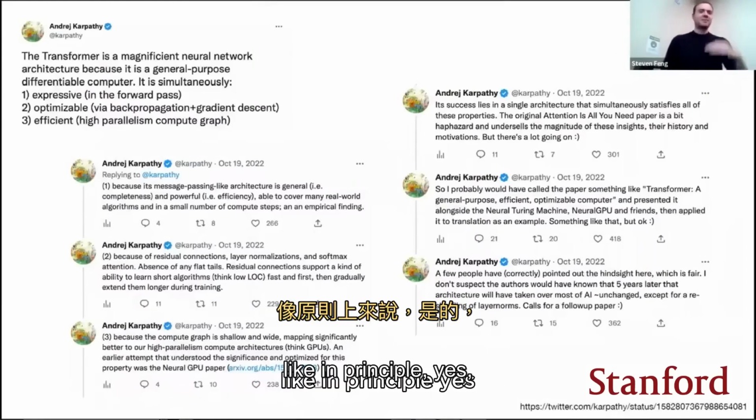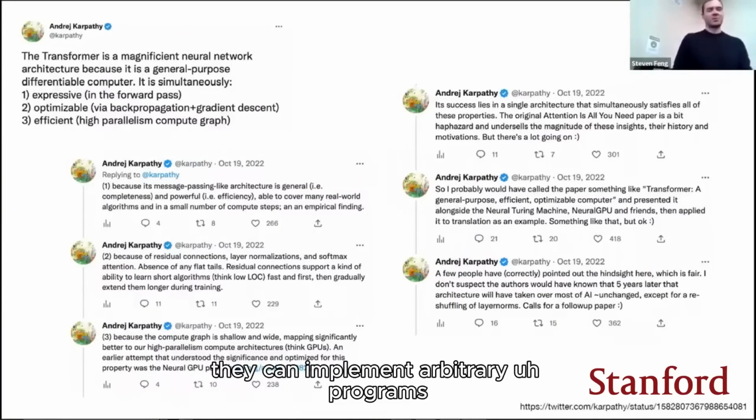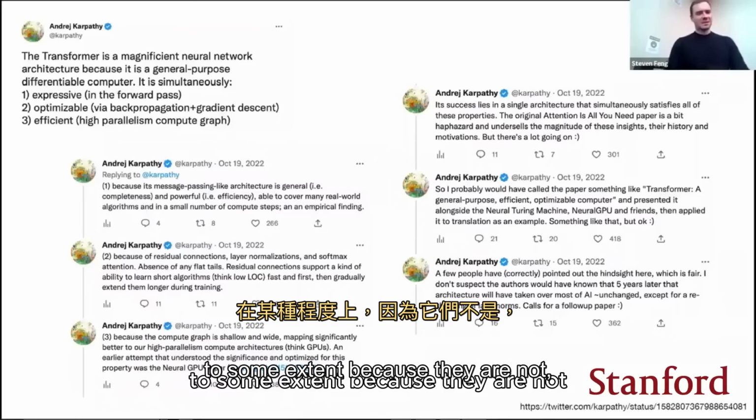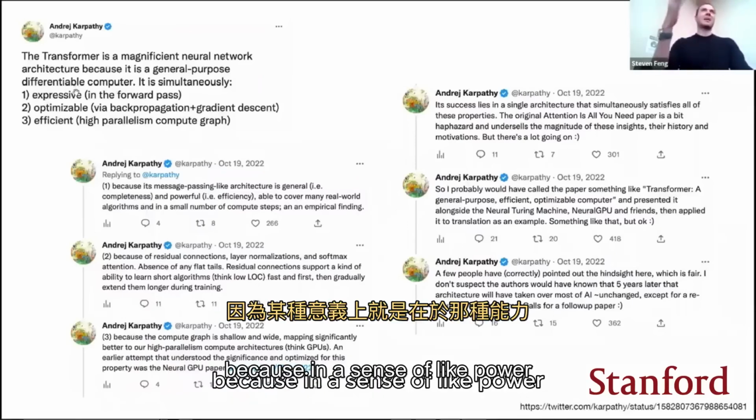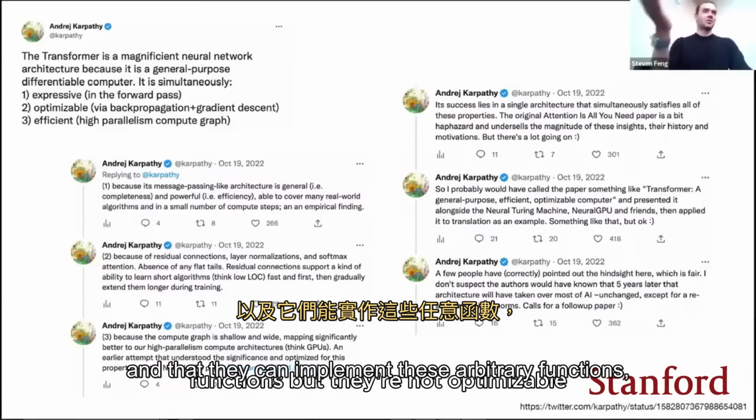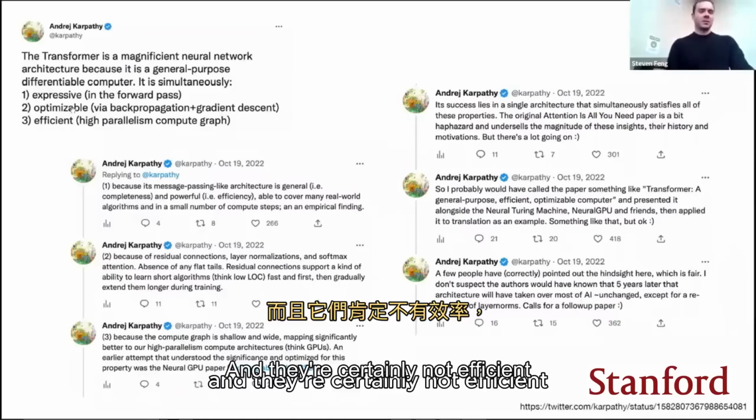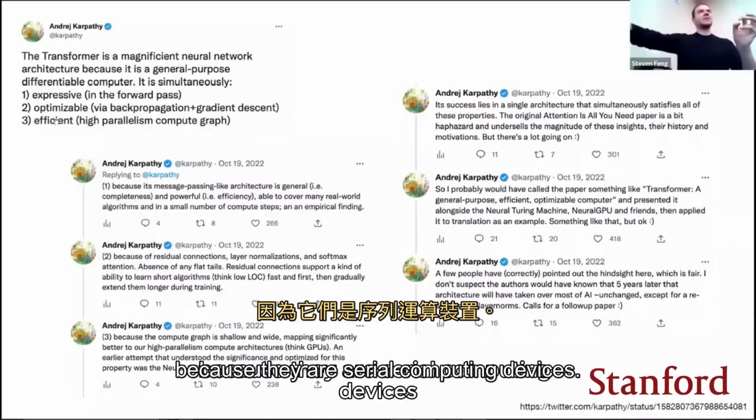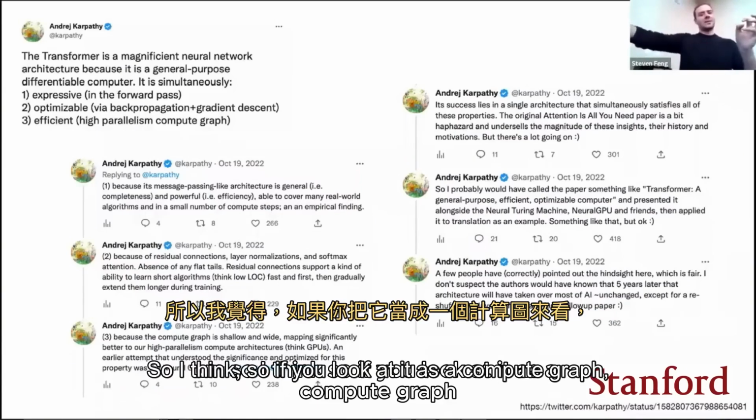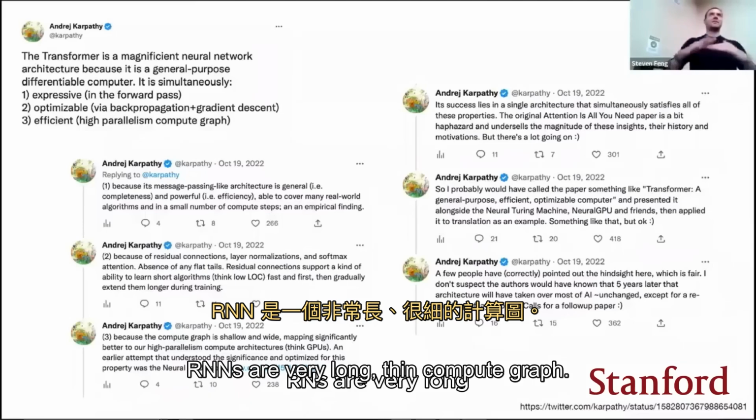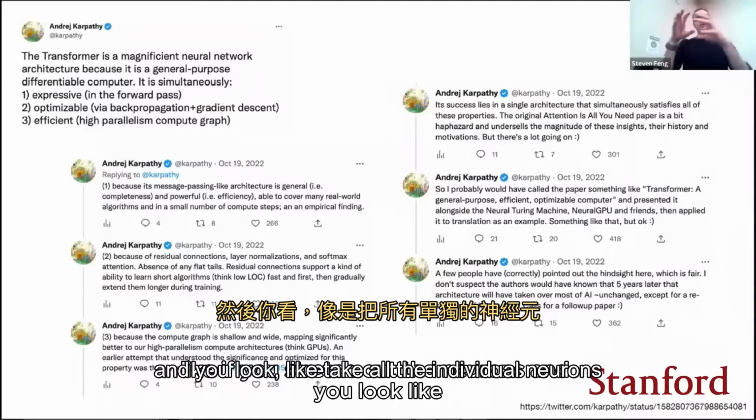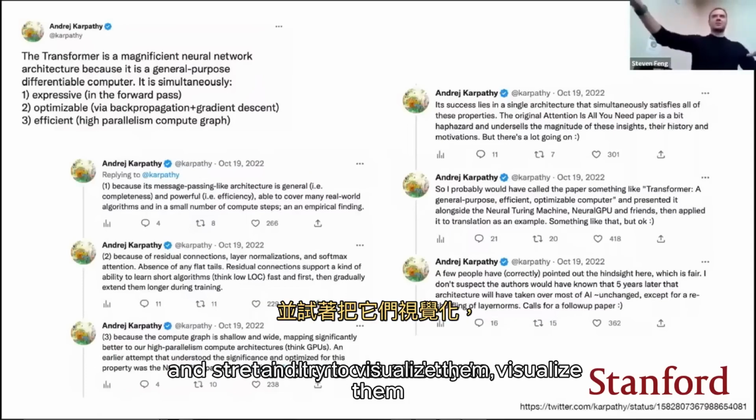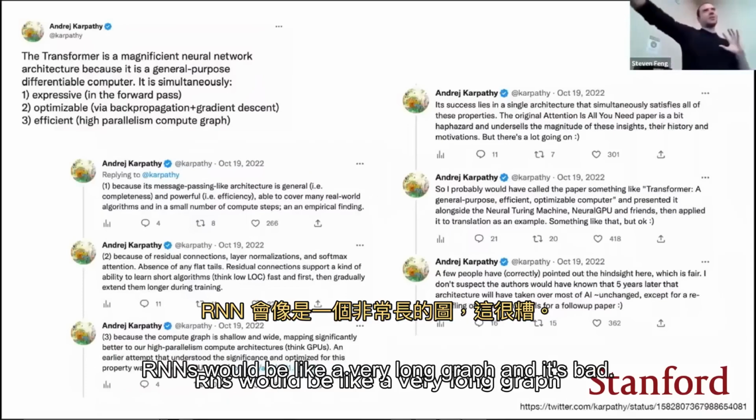So I would say RNNs, in principle, yes, they can implement arbitrary programs. I think it's kind of a useless statement to some extent. I'm not sure they're expressive in the sense of power, in that they can implement these arbitrary functions, but they're not optimizable, and they're certainly not efficient because they are serial computing devices. If you look at it as a compute graph, RNNs are a very long, thin compute graph. If you stretched out all the individual neurons and their connectivities and tried to visualize them, RNNs would be a very long graph, and that's bad.